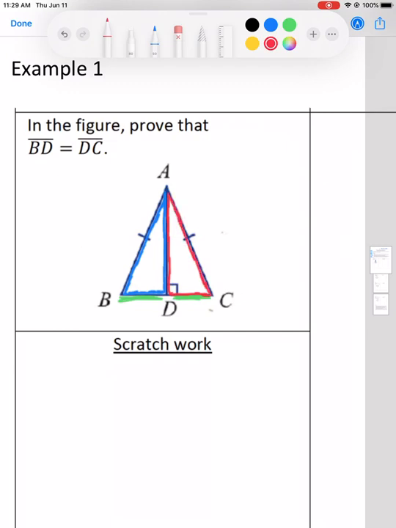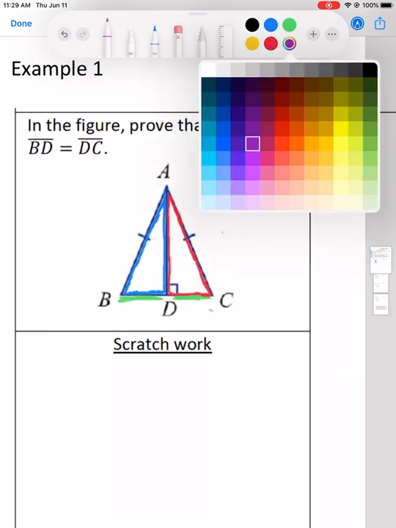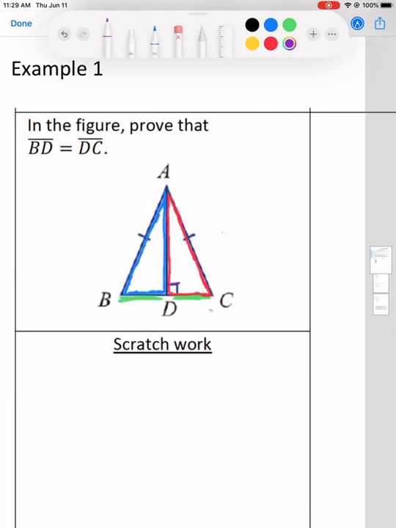Okay, what kind of clues do we have already? We have that angle ABD is right. And I'm going to go ahead and just name this angle ABD. I'm going to use a little letter. So we'll call this angle A and this angle B. So angle B is equal to 90 degrees.